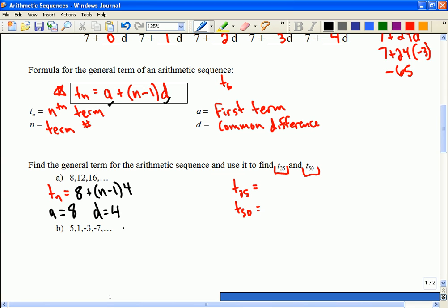All right? So this is what your formula is going to look like. All that's left is for you to tell me what term number you want. In this case, 8 plus 25 is the term I'd like. And here, 8 plus 50 is the term I'd like.